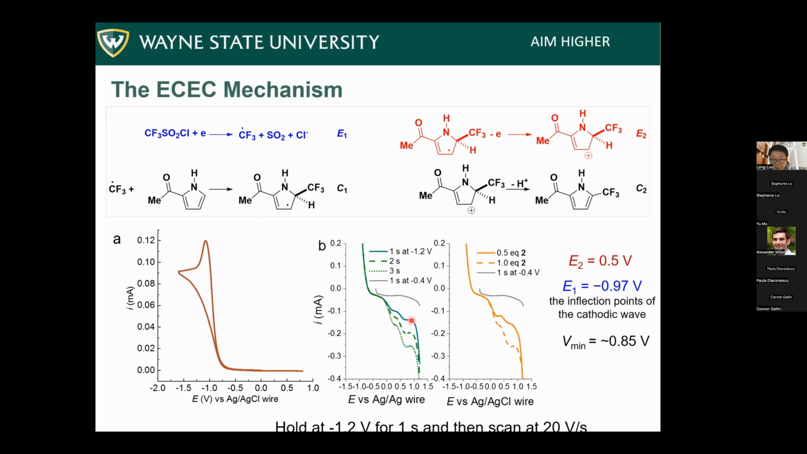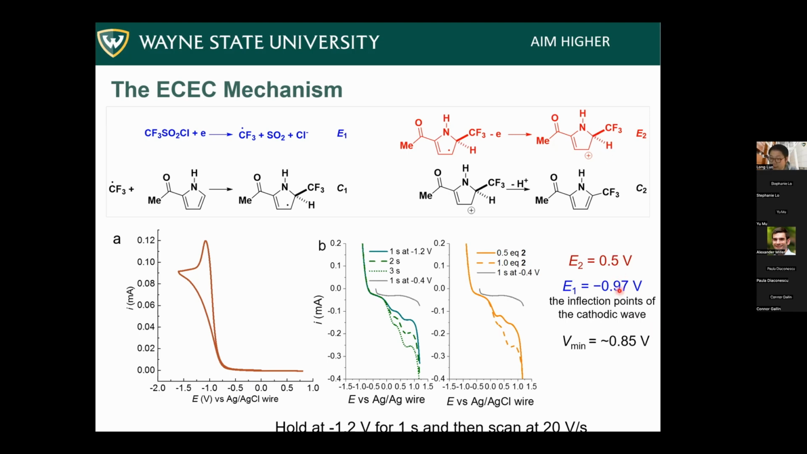But how can we tell which one really belongs to this intermediate oxidation? What we did here is add different equivalents of this pyro to the system. If the oxidation is truly coming from this radical, the generation of the radical should depend on the amount of pyro starting material you put in. What we found is that if we add different equivalents of the pyro, the second peak increases more dramatically. So we assign the second peak, at about 0.5 volts-ish, to be the oxidation peak for this reaction.